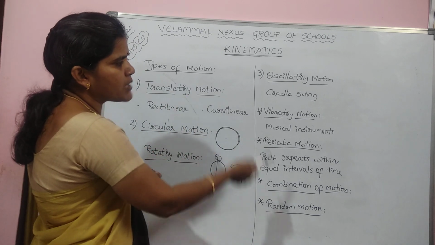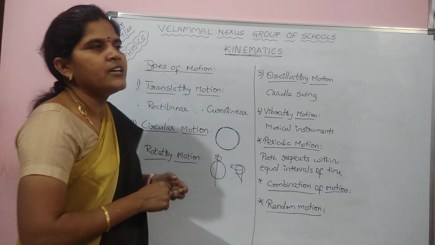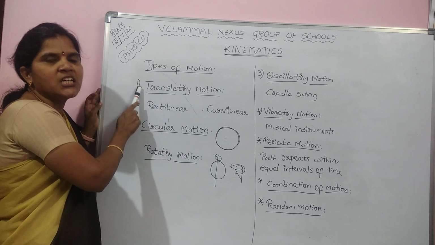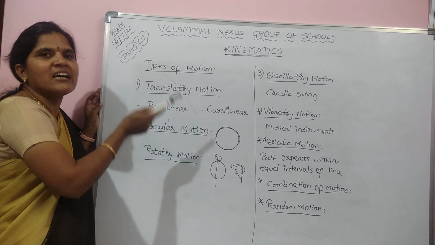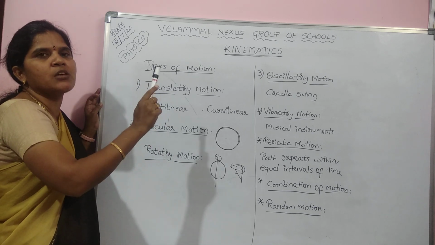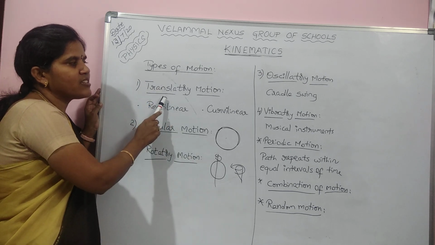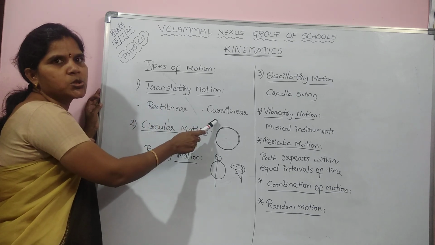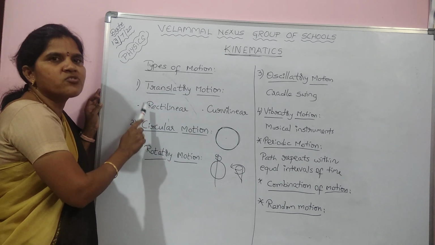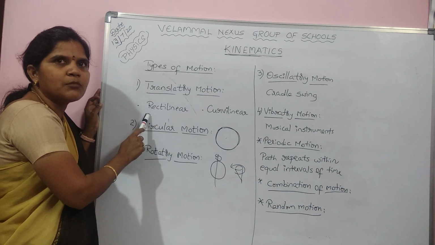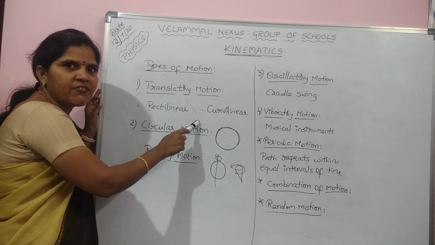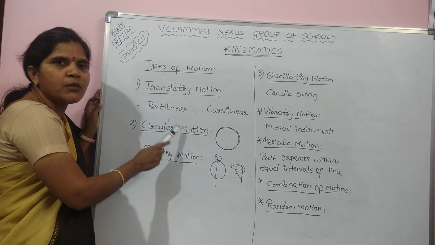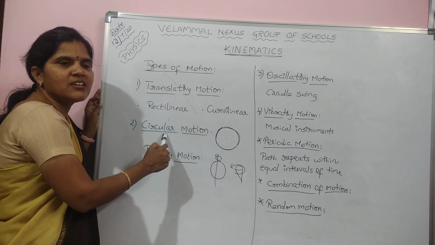So these are the different types of motions which we have discussed already. Let us have a glance at the types of motion. Translatory motion: if a body moves as a whole, the complete body moves upon the application of force, then we say translatory motion. It is divided into rectilinear motion and curvilinear motion. If a body takes a straight line path, then it is rectilinear motion. If a body takes a curved path, then it is curvilinear motion. Circular motion: if a body moves in a circular path, then it is a circular motion.